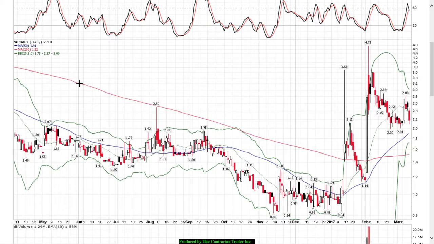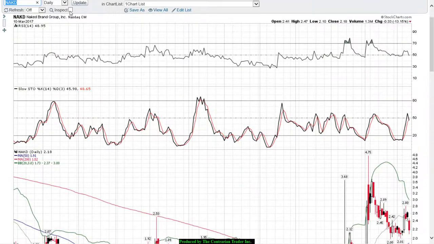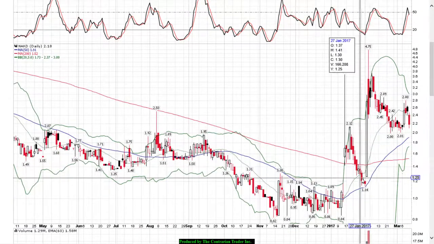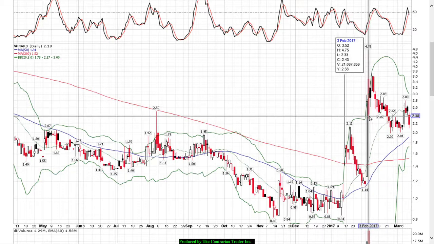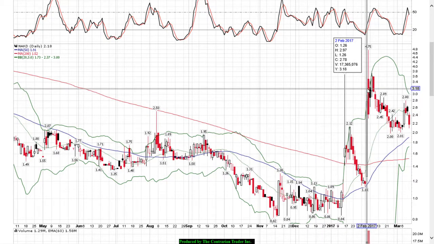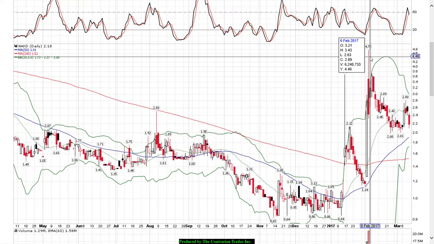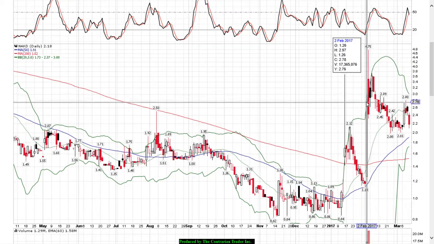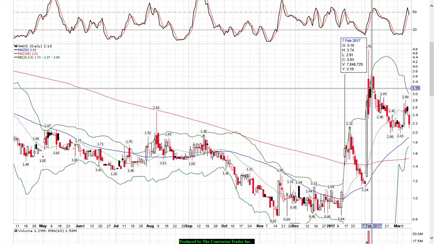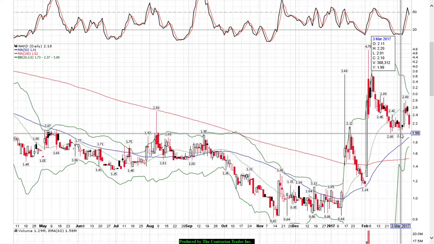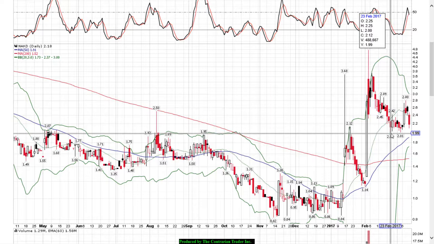NAKD is the symbol. Now you could see that these shares saw a surge on the 2nd of February, and then again on the 3rd, but only to see sellers move in and sell strength. So that was a problem. A lot of technical damage caused by that sell-off, but we put in a base at $2 per share.